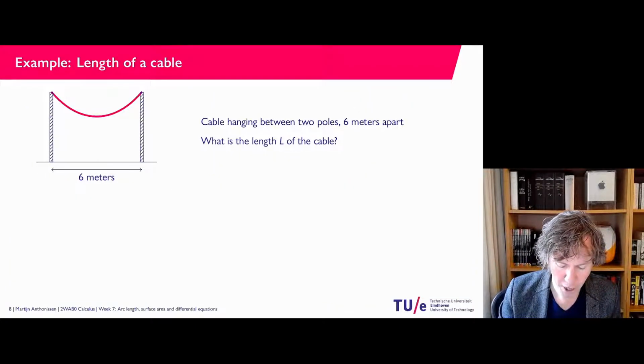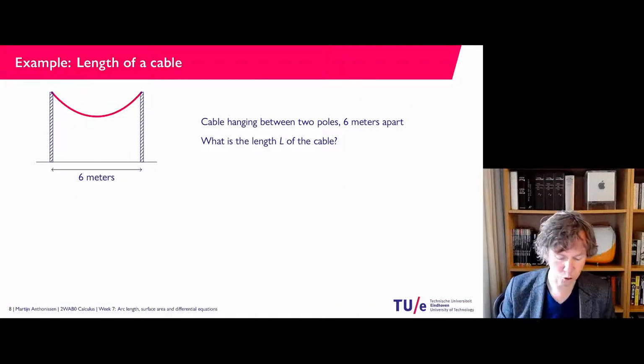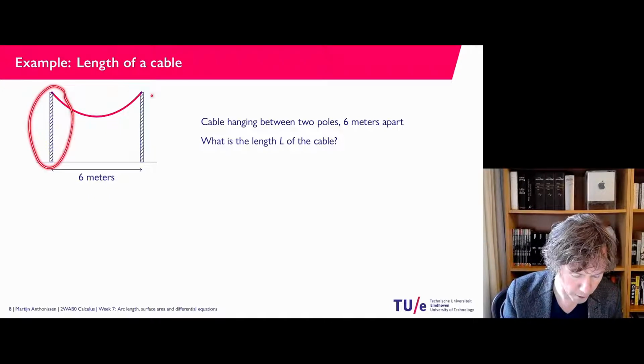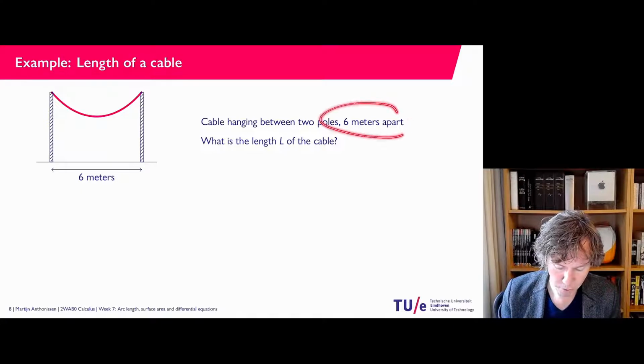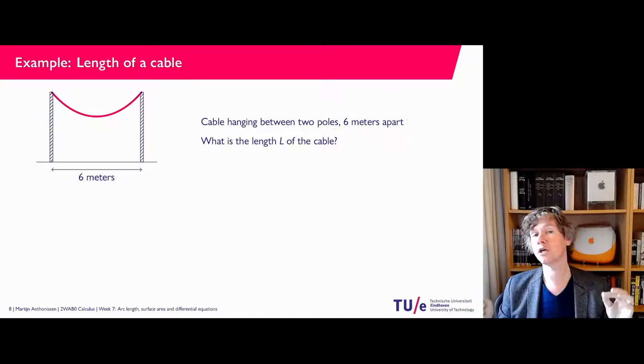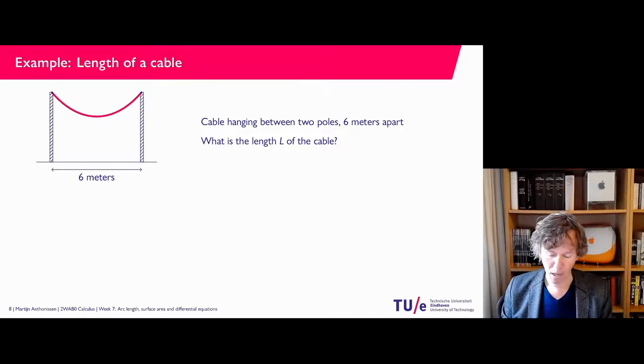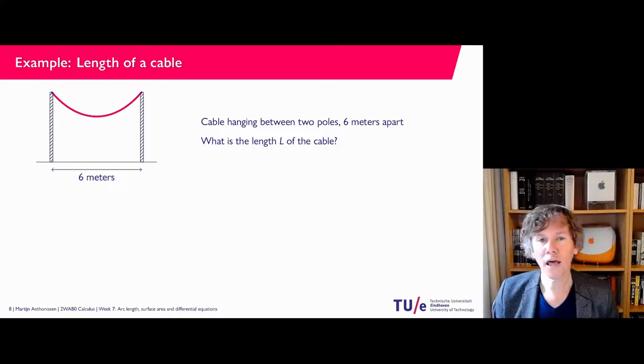So say that we have two poles. So here is a pole and here is a pole. They are 6 meters apart and we hang a chain there. Now, what is then the length of the cable of this chain that you hang there?